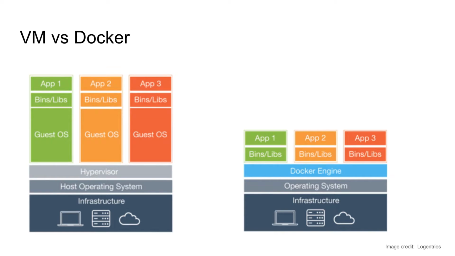You also have C groups isolation, so it is not as secure as running your own OS, but it's pretty much okay for most applications to have a process separation. Another point to look at is a VM takes a few minutes to boot up, whereas a Docker container takes a few seconds to boot up because it's basically the same as starting a process.